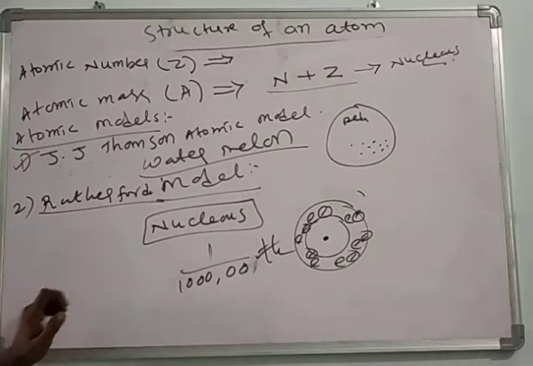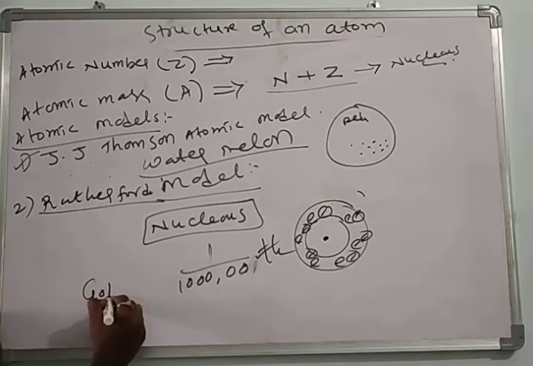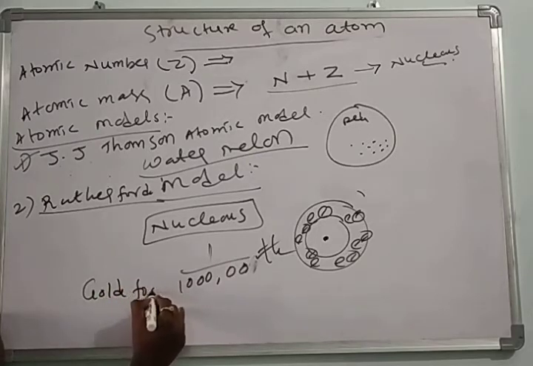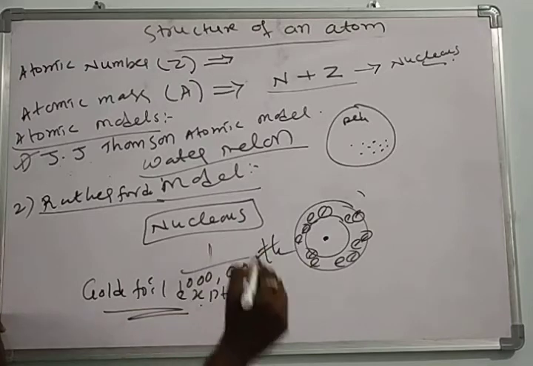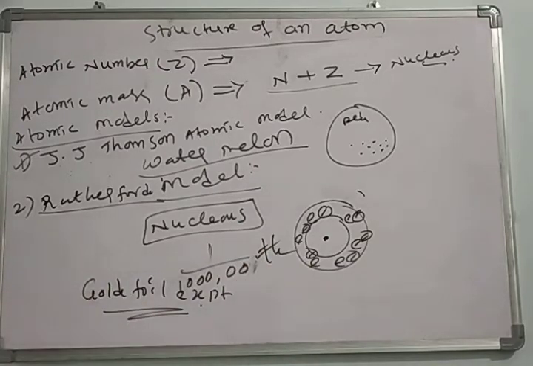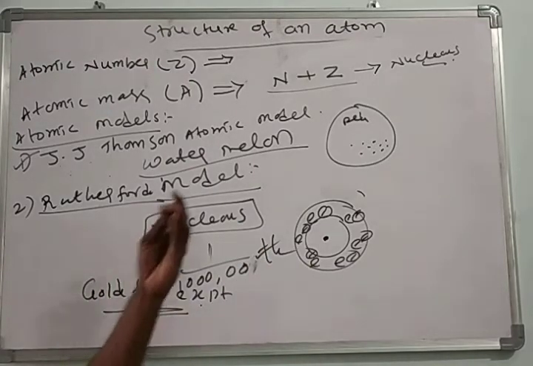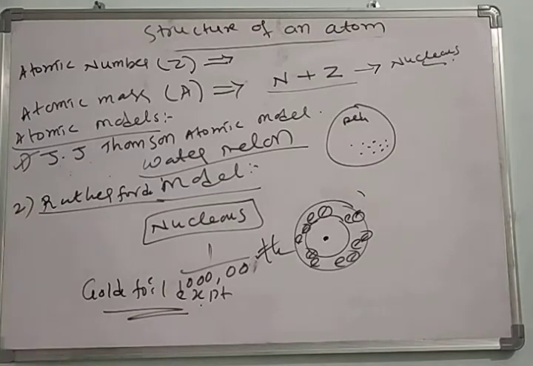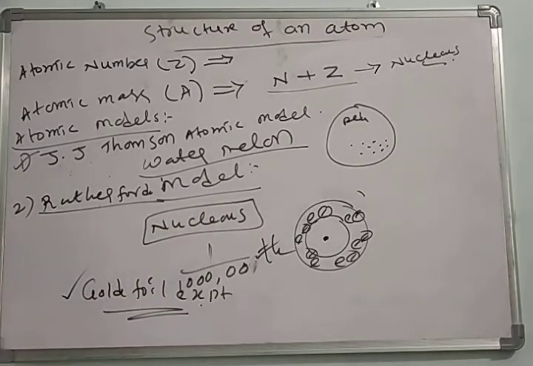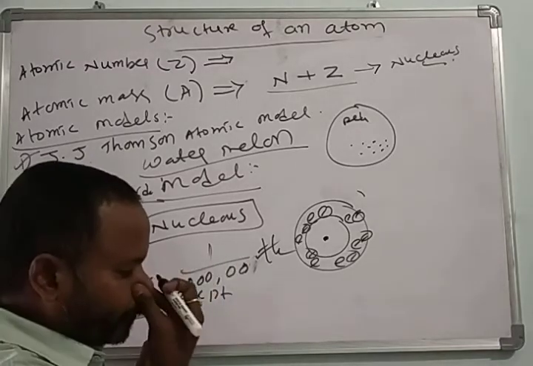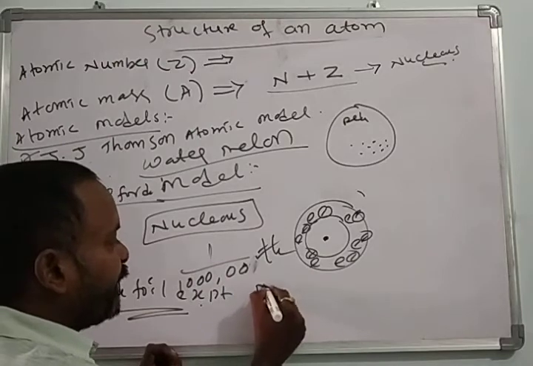The Rutherford model was explained using the gold foil experiment. He took the gold foil. We don't want to discuss the complete experiment of this Rutherford model and gold foil experiment. And one more thing, there are disadvantages also.